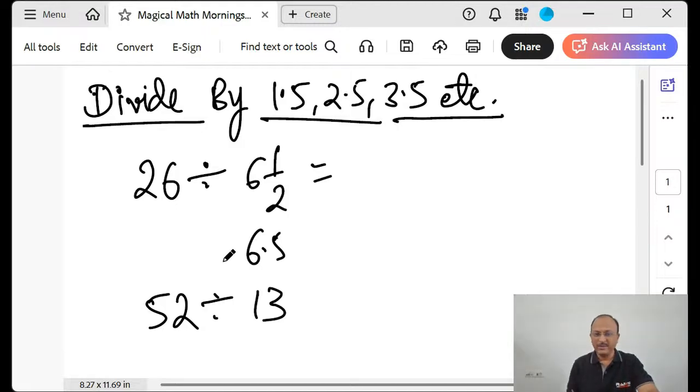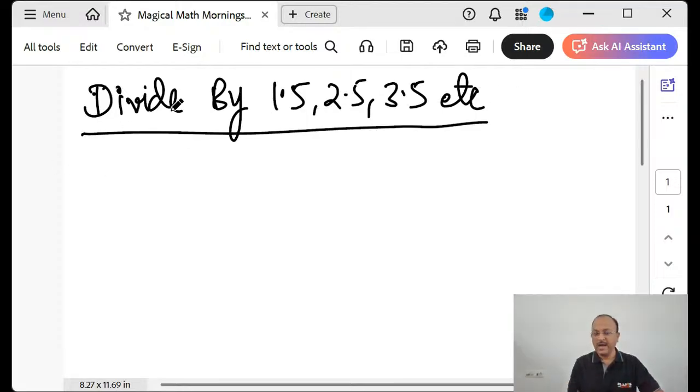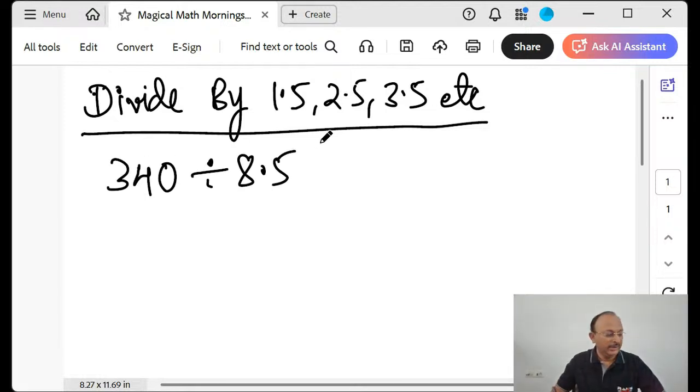Now let's try some numbers. Okay. Be ready with your chat option. Already you people are giving the answer in the chat. Let's try who will do these things fast. Simple numbers, let's start. 340 divided by 8.5. Try this. 340 divided by 8.5. Double both, then it will become easiest.